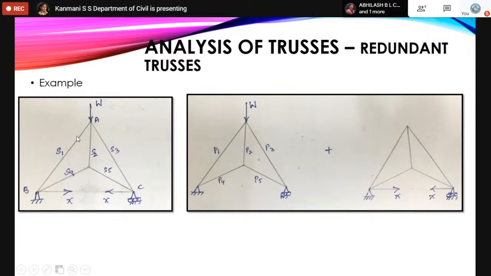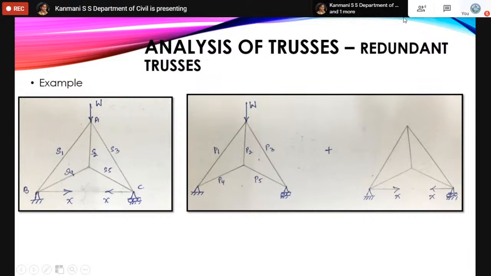To find which, I have divided the structure into two parts. One, the structure without indeterminacy, or I can say a determinate truss with external load. I will analyze this due to external load, and I will call these the P force system. On the other hand, we have another determinate truss, wherein the redundant force is our external load. So by considering the redundant force, we are going to find the member forces.